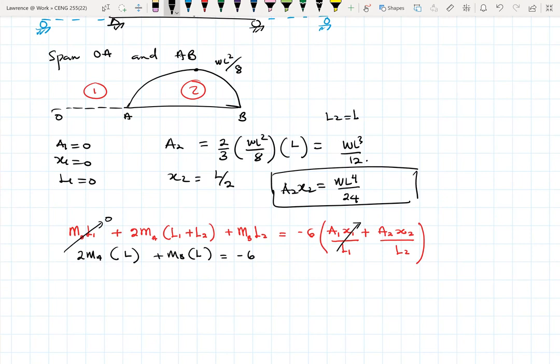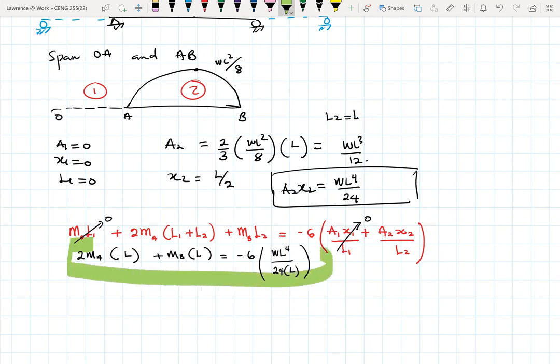Again, this whole entire portion goes to 0. It becomes WL4 over 24 times L. So I can call this equation 1. Yeah, okay, this is equation 1.